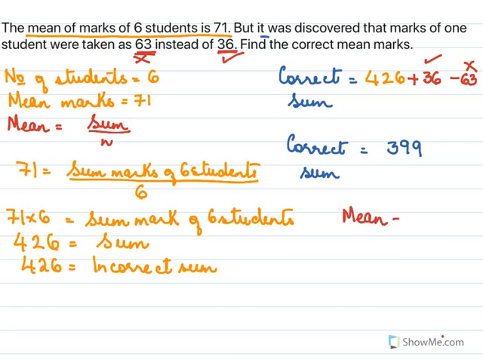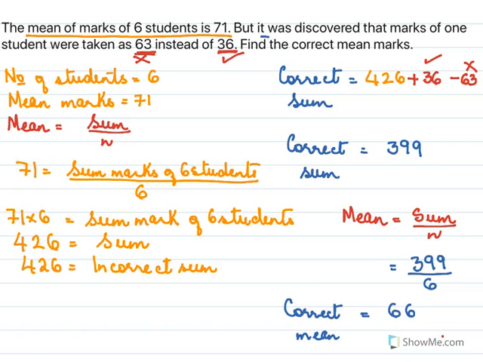Now let's go ahead and calculate the mean. The mean will be the sum over number of observations. So which means 399 is a correct sum. Number of observations in this case we have 6. So the correct mean equal to 66.5 marks.